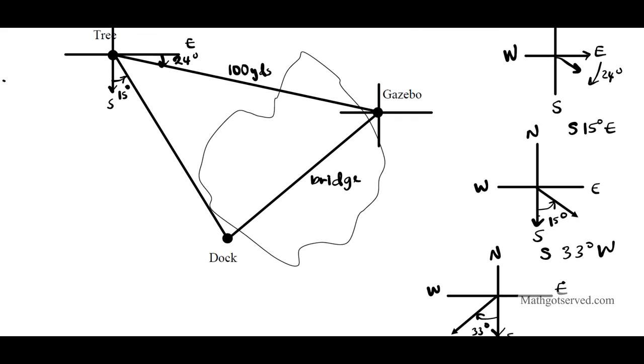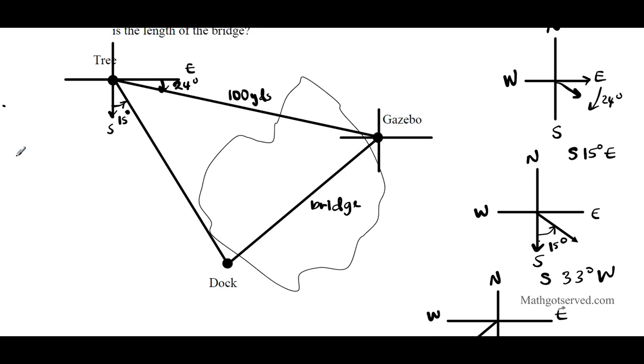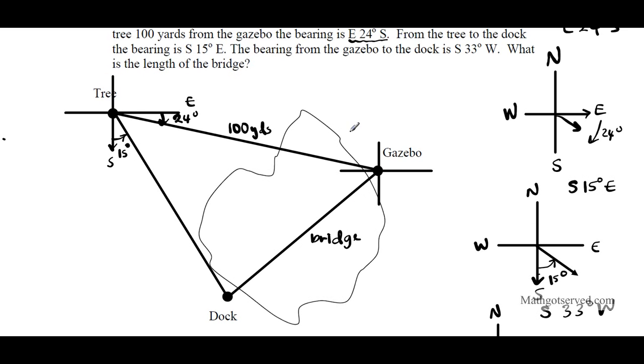So from the gazebo, we're going to go 33 degrees west from south. Since we're starting from south, we're going to be rotating towards the west. How many degrees? 33 degrees. So this angular rotation right here is going to be 33 degrees. So the question is, what is the length of the bridge? So how long is this distance right here?